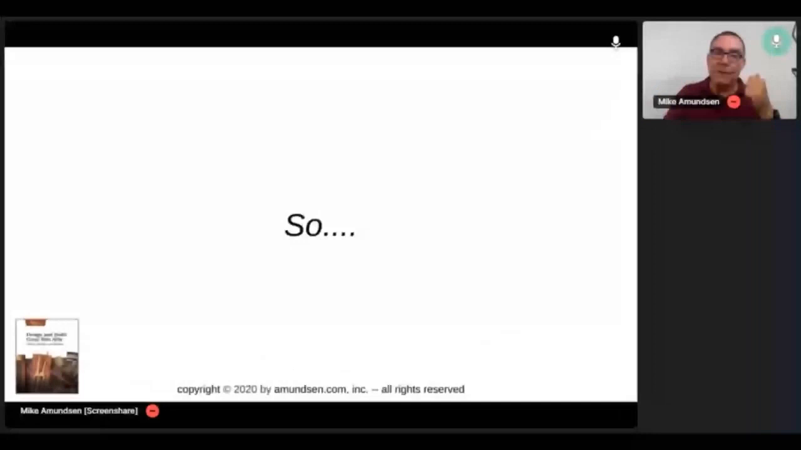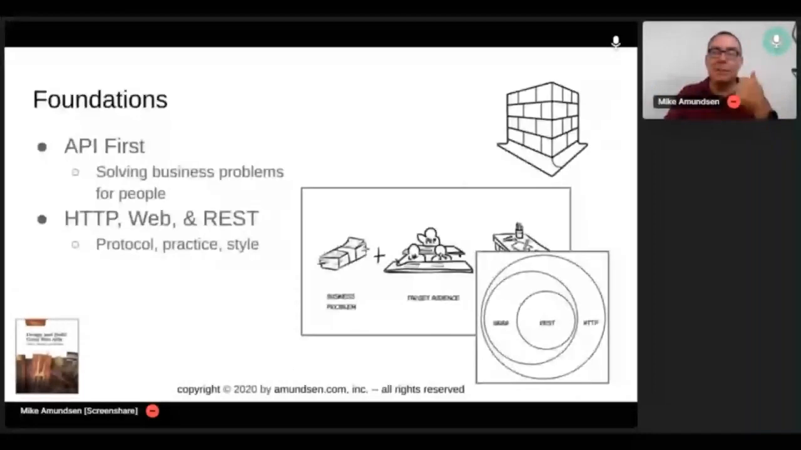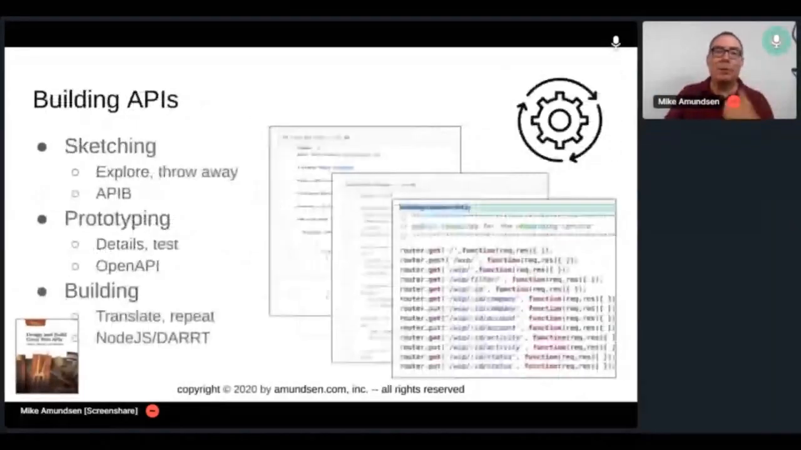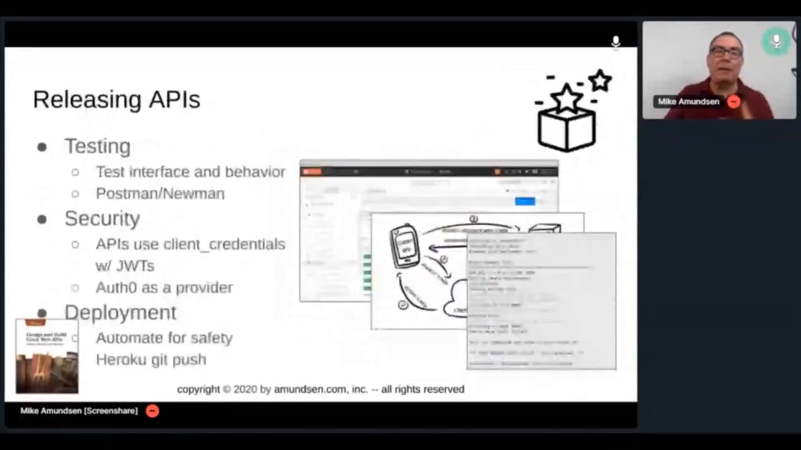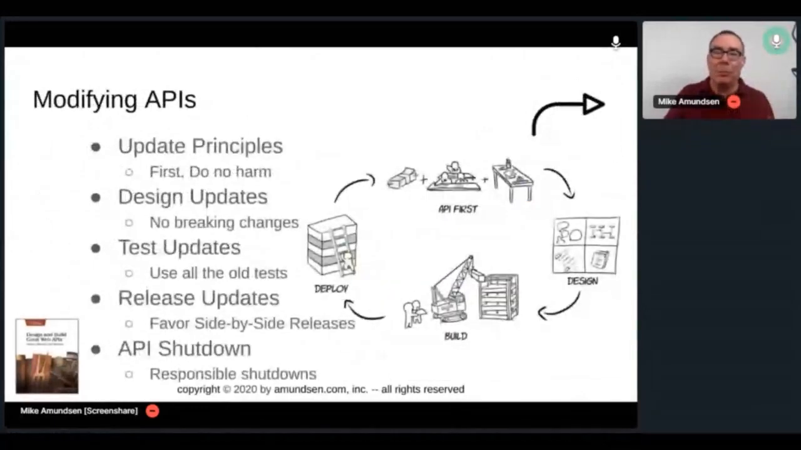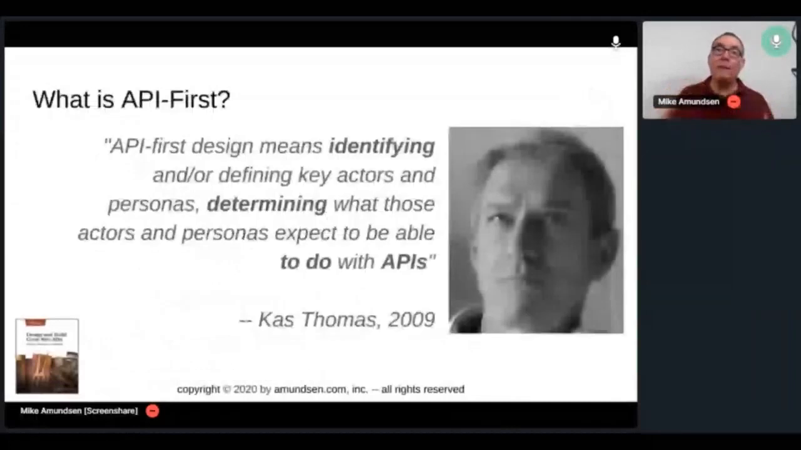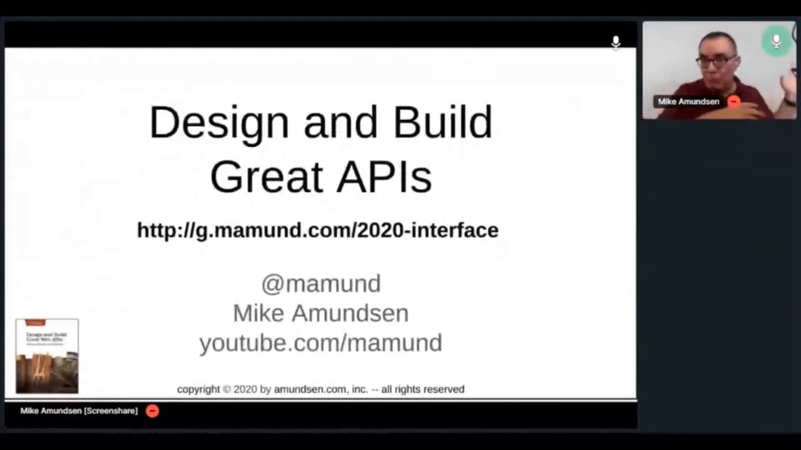So foundations, design principles, building principles, releasing patterns, and this idea of updating. That's how you design and build great web APIs. It's a never-ending cycle, just like we talked before, because all we're really doing is identifying what people really want, what they really need, and what they want to do with their APIs, and that's our job. So hopefully, I know that was a whirlwind, but hopefully that makes some sense.